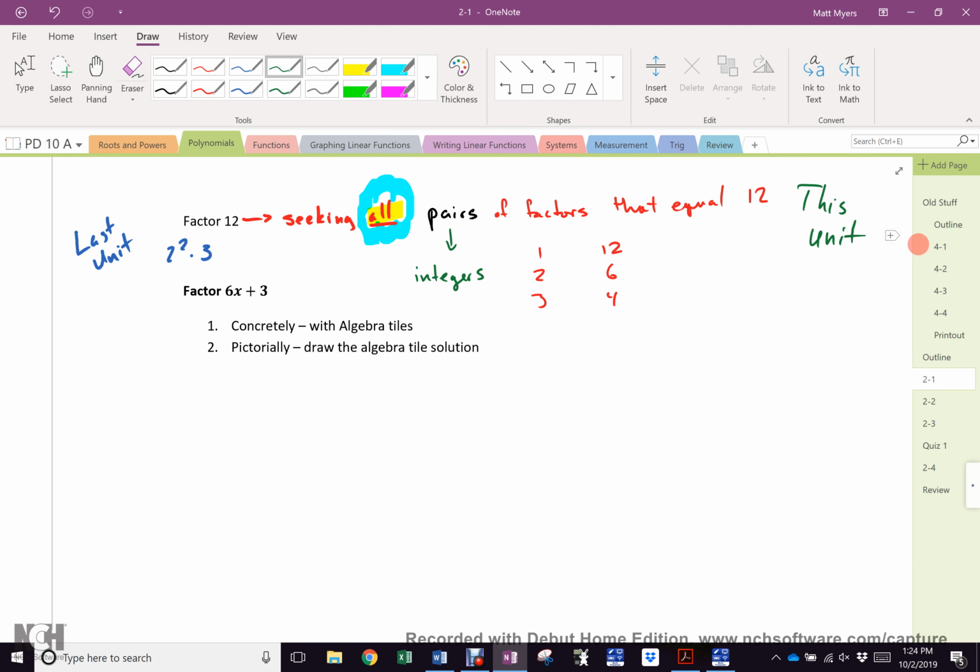I know that we have already talked about using algebra tiles. We drew it last unit.